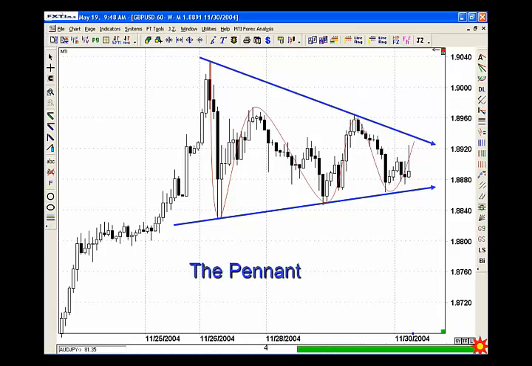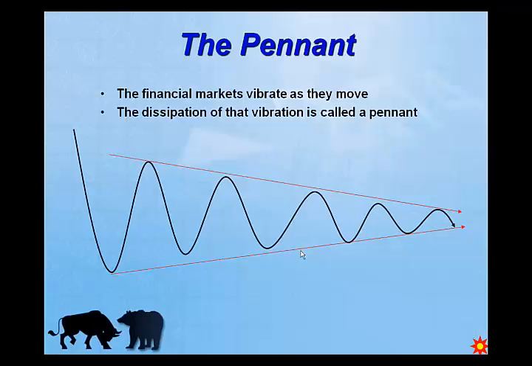And a pennant's a form of consolidation. Look how it looks like a pennant. That's why we call it a pennant. Okay? And it's a form of consolidation, moving sideways. And it usually occurs after a large move. The market goes sideways. Now, the financial markets vibrate as they move. The dissipation of that vibration is called a pennant. And we could see here the market moved. There was a big wave, and then the market started going sideways.